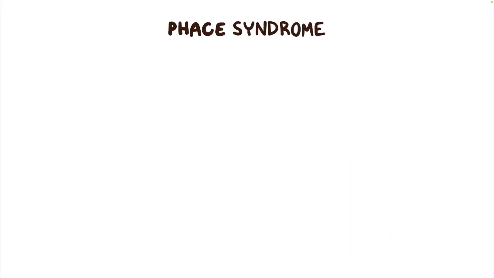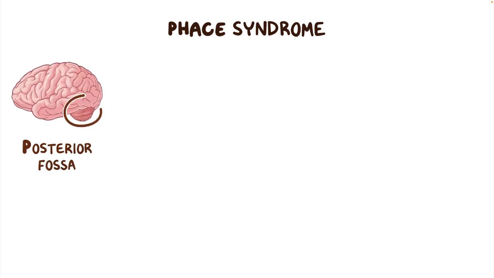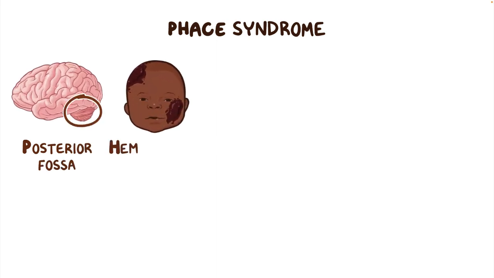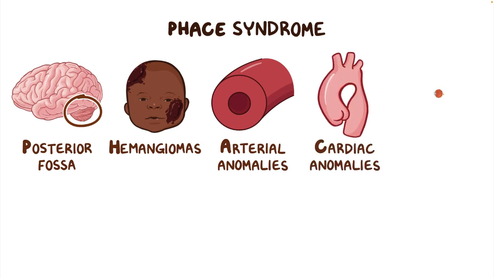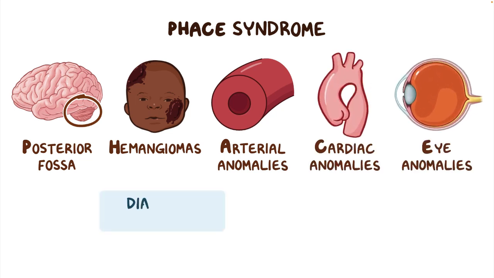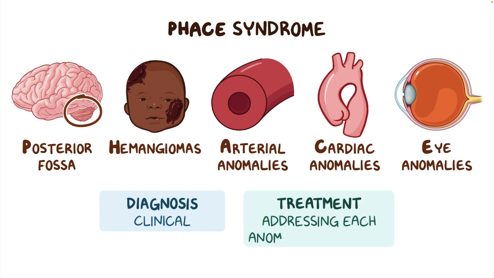Alright, as a quick recap. PHACE syndrome is a rare disorder characterized by structural defects of the posterior fossa of the brain, large infantile hemangiomas, arterial anomalies, cardiac anomalies, and eye anomalies. Diagnosis is clinical, and treatment involves addressing each anomaly individually.